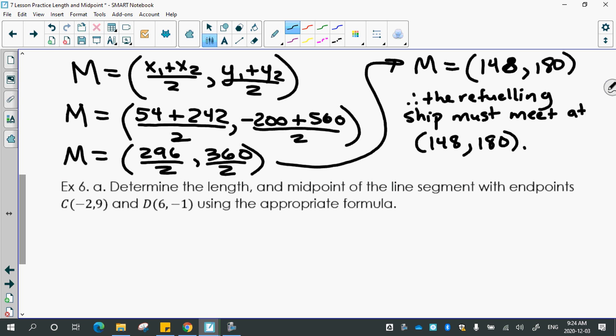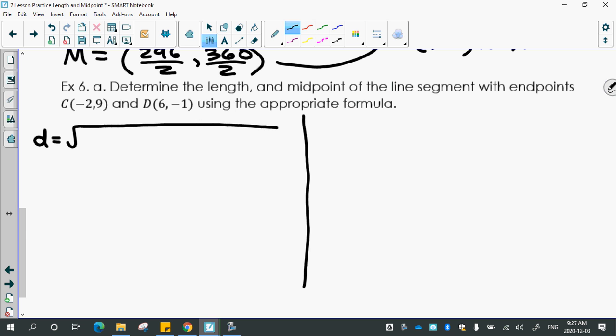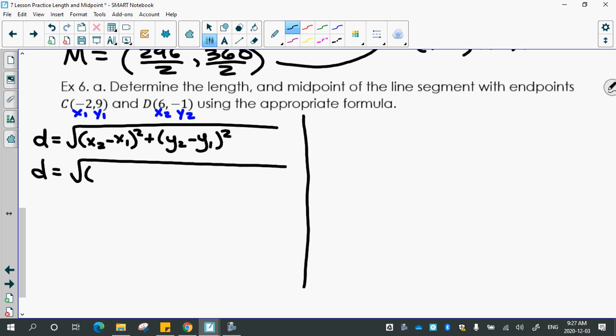Okay, I'm going to give you time to try the next one. Okay, so x2 is 6, subtracting the formula, -2. y2 is -1, subtracting the formula, 9. 6 minus -2 is 8.